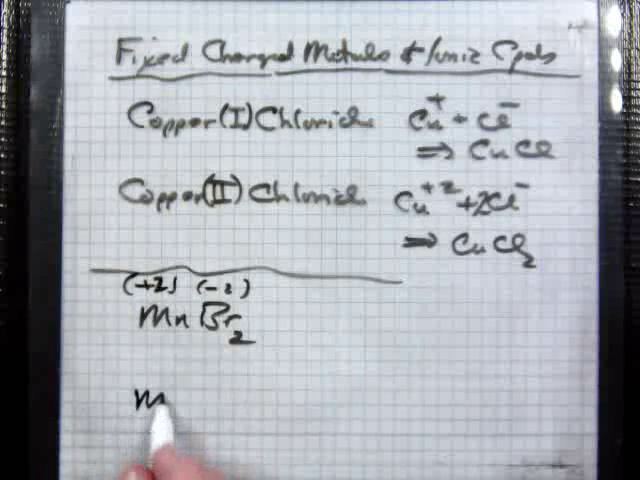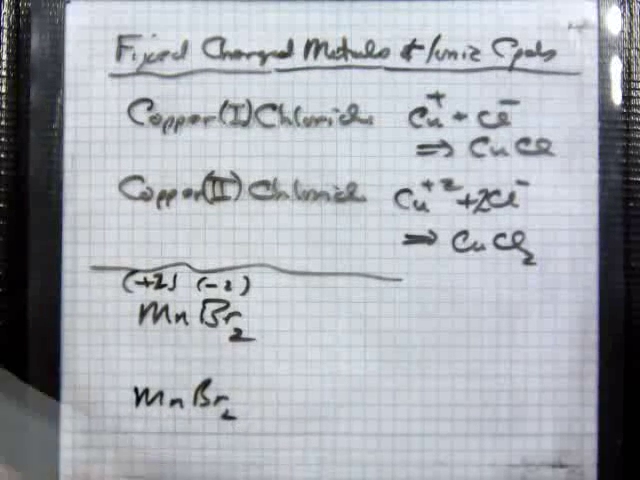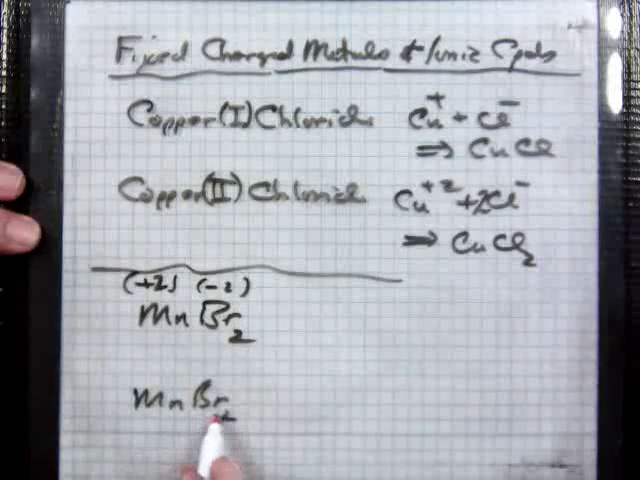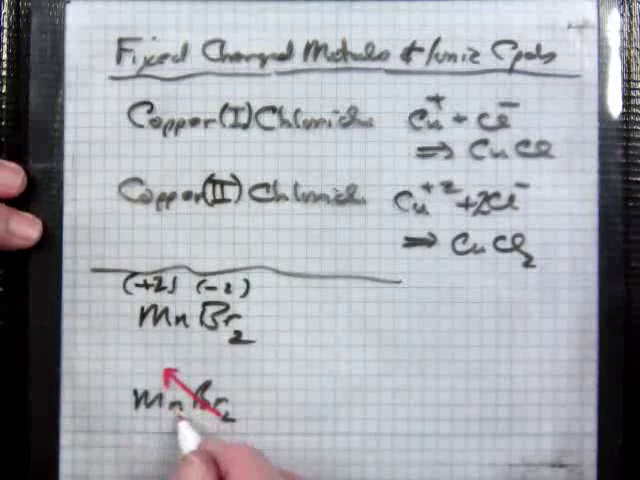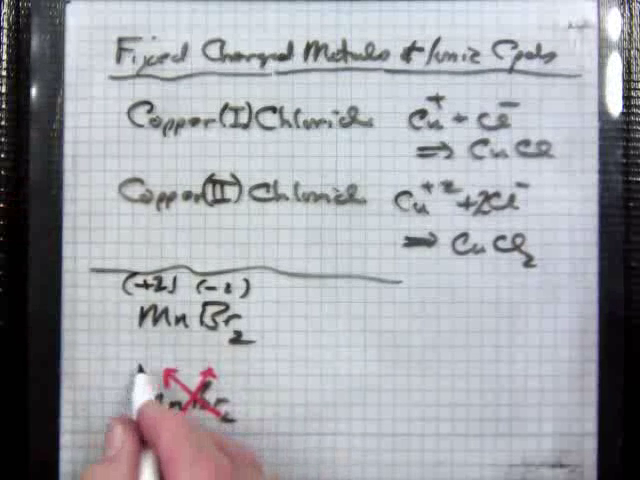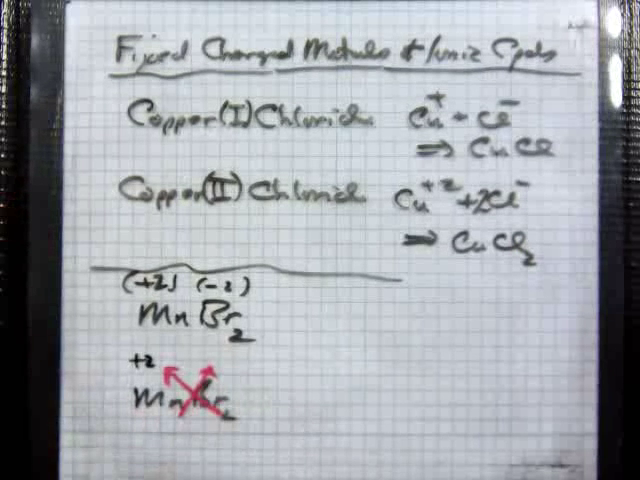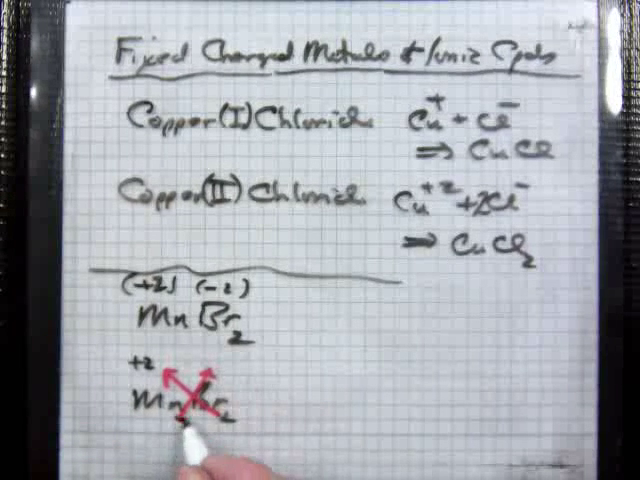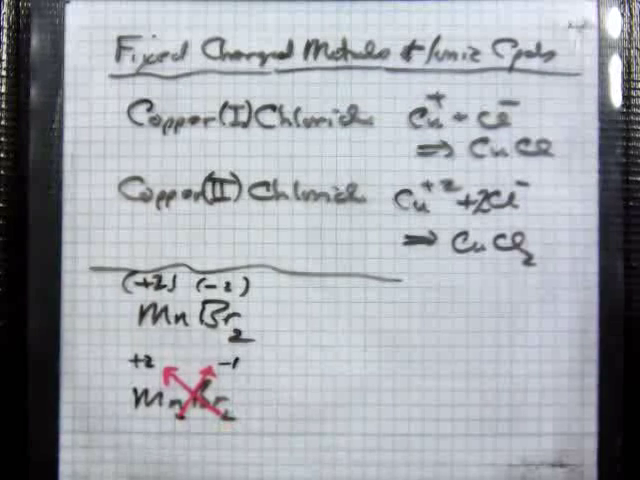Another way to deal with this is to crisscross. The 2 goes up here, and the 1 goes there. Some of you have seen that little trick before. Whatever that 2 is goes to a plus if you put it over the metal, metals always come plus. And the bromide is, well, there's a 1 there, so it'd have to be a minus 1. That's another way to tell what it is.